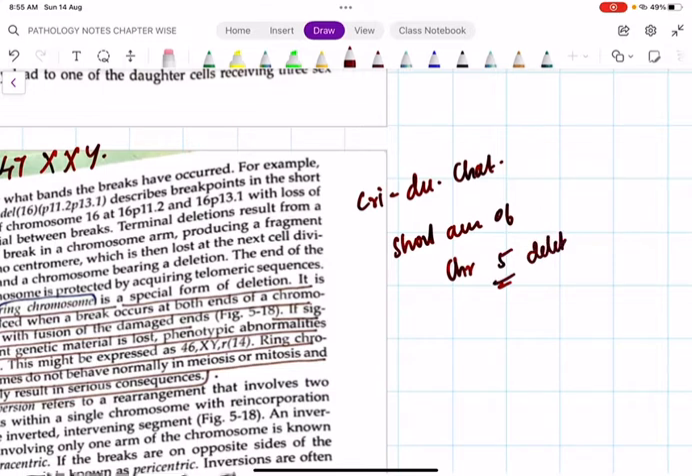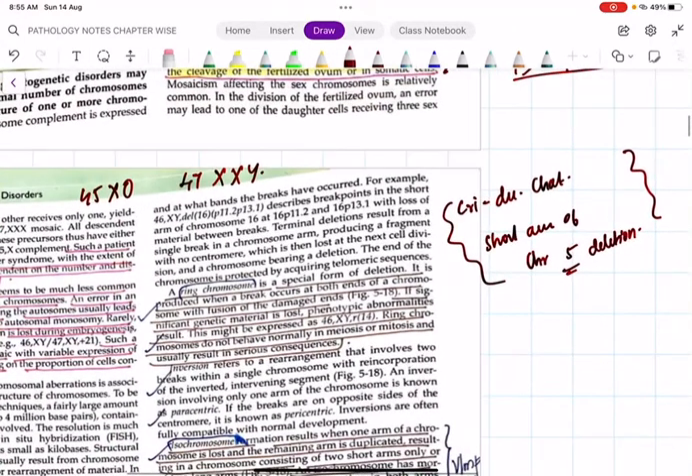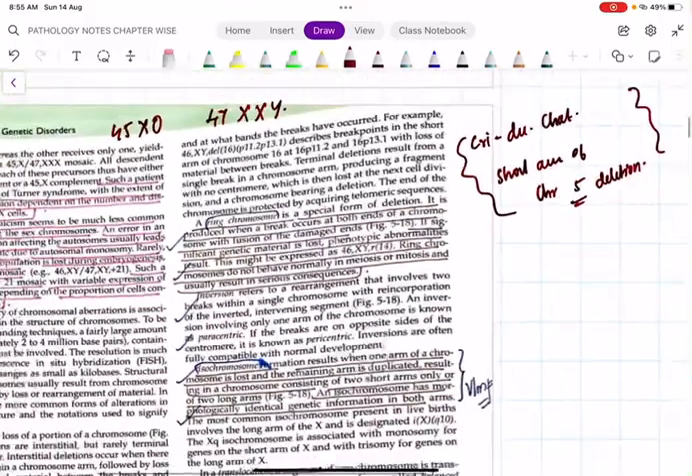What do you mean by cri du chat? That means the baby will have a cat-like cry. That is Cri-du-chat syndrome. This is the only example you have to remember as far as deletion is concerned. Then what do you mean by ring chromosome? They will ask straight away MCQ questions in your prof exams.